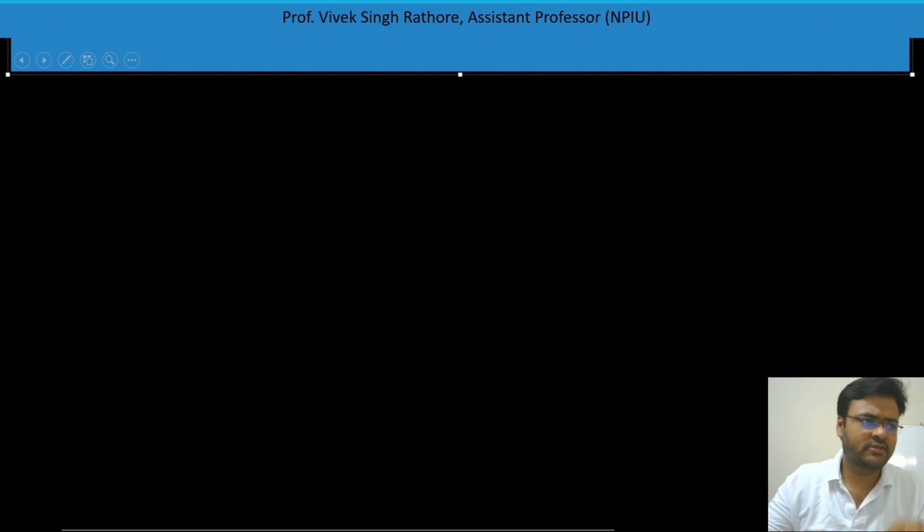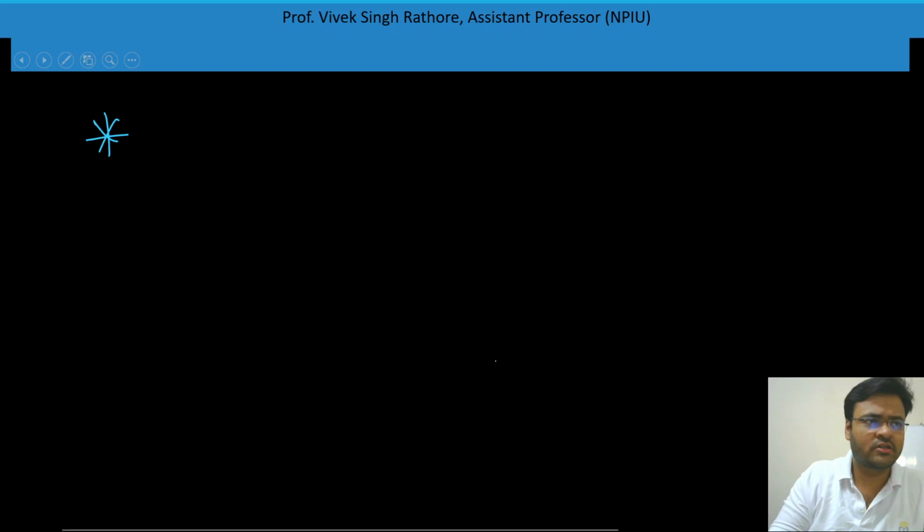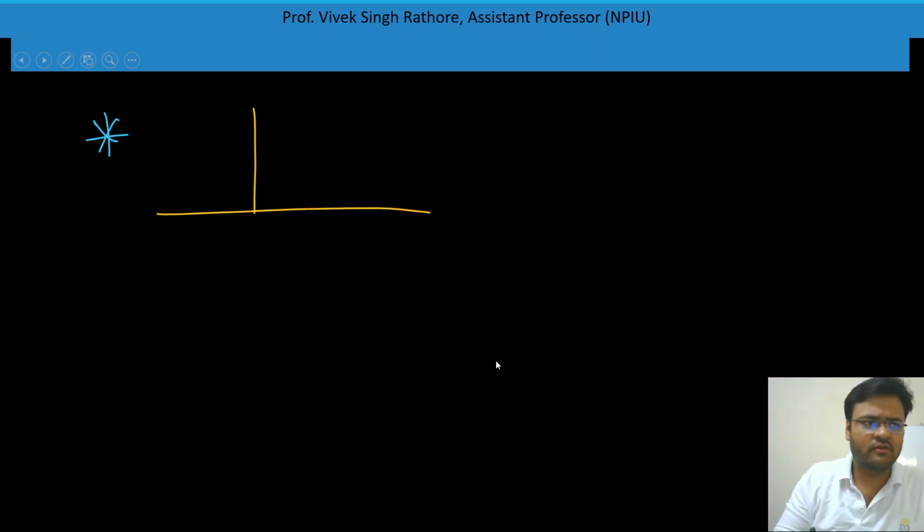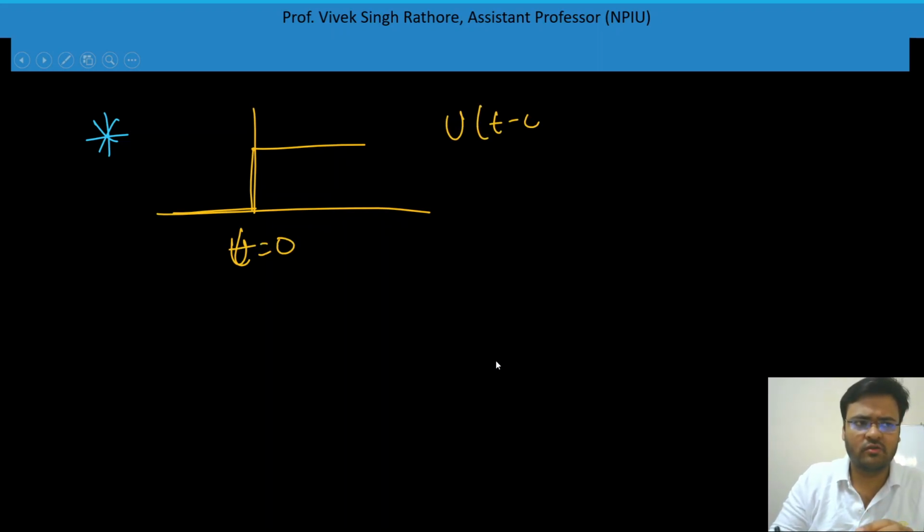Okay, so let's start, and our first concept will be the effect of time shifting on the unit step, and how we can represent any signal in terms of the unit step signal. See, this signal you already know: the unit step signal has a step change at t equal to 0. So this signal can be represented as u(t minus 0), or generally you represent it as u(t).